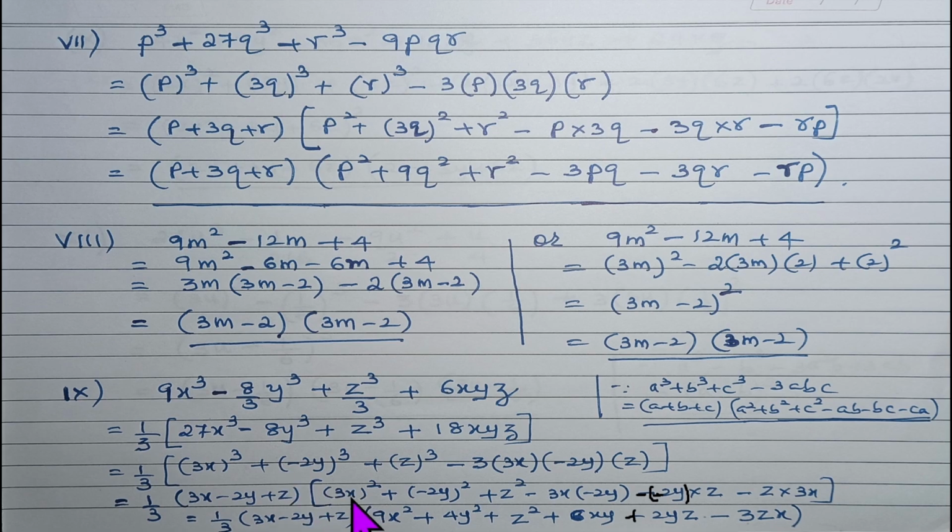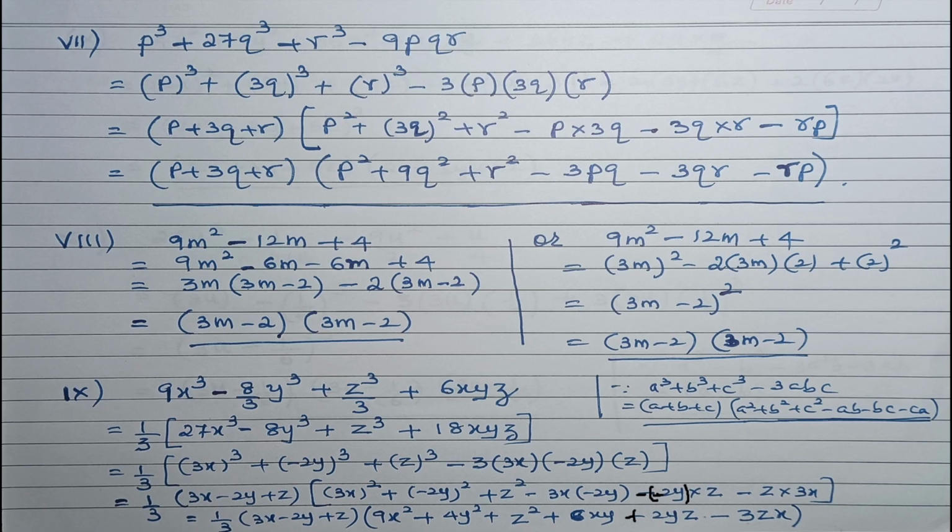So now using this identity, the first term will be 1/3 in the bracket (3x − 2y + z), and in the bracket (3x)² + (−2y)² + z² − 3x into (−2y), that is −ab, − bc, that is −(−2y) into z, and − ca, that is − z into 3x. So 1/3 (3x − 2y + z)(9x² + 4y² + z² + 6xy + 2yz − 3zx), minus into minus becomes plus. That is the solution of this particular example.